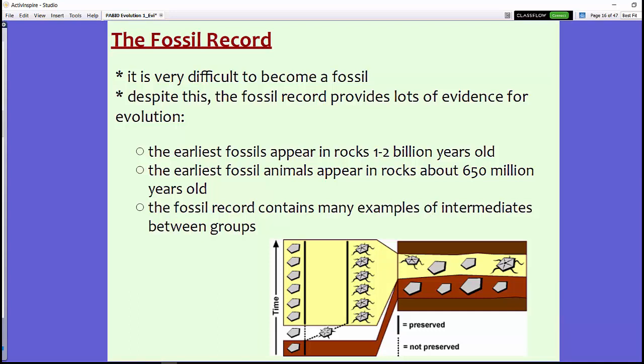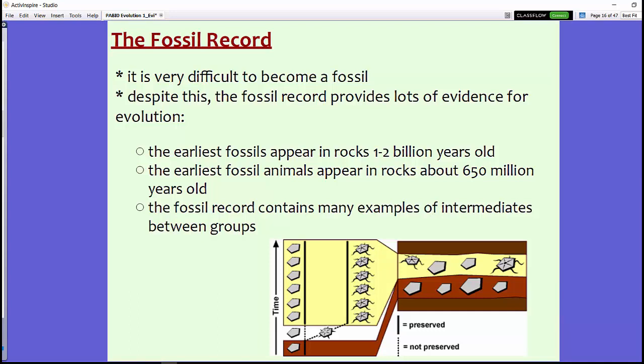Another example of evidence of evolution would be the fossil record. It is extremely difficult for organisms to become a fossil. It's really difficult. There's a lot of different processes, and there's a lot of different things that actually go against becoming a fossil. Despite this, we do have a pretty good selection of fossils that we can use that provide evidence of evolution.